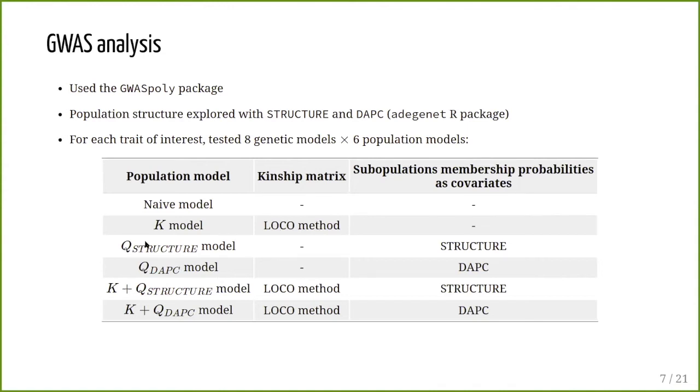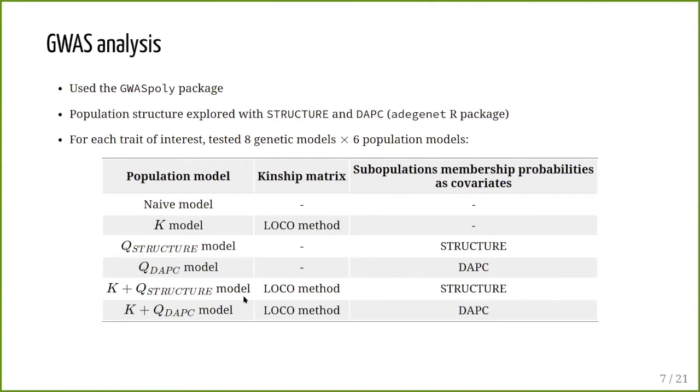Then we tried including the subpopulation membership probabilities as covariates, either coming from the structure algorithm or from the DAPC algorithm. So that's the Q models. And then we also tried the K plus Q models for each of the population structure algorithms. So that gives us a lot of models. In total, we have 48 GWAS models for each trait.